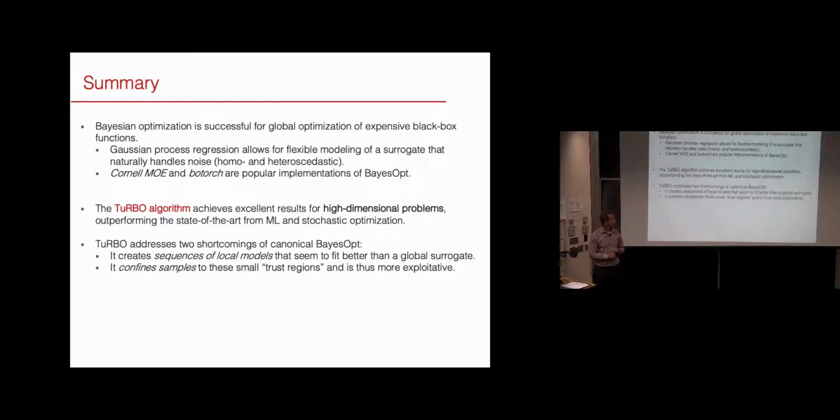We also talked about the TuRBO algorithm, which gives excellent results for high-dimensional problems. I think that's a breakthrough because the current approaches were very limited in applicability, and TuRBO performs much better and addresses these inherent problems that high-dimensional problems pose. Particularly, the sequence of local models seems to have a better fit than one global model, and also this imbalanced allocation gives more sample efficiency than just spreading out the samples all over the place.